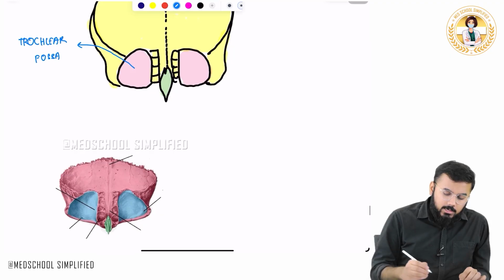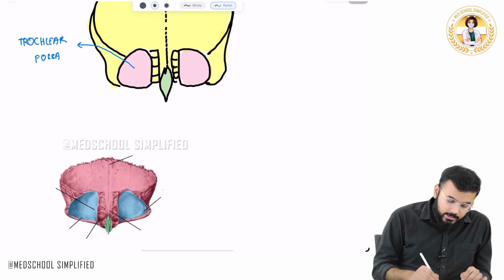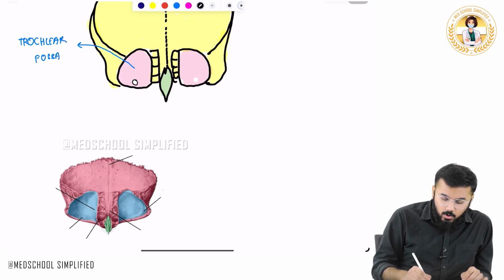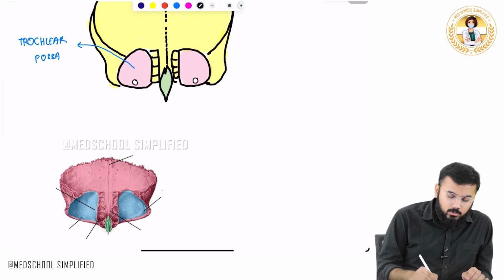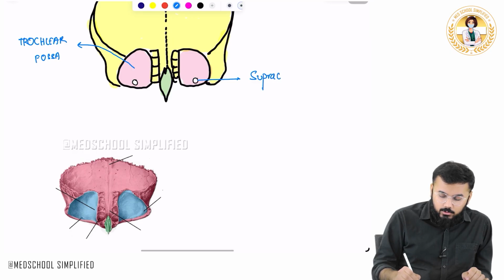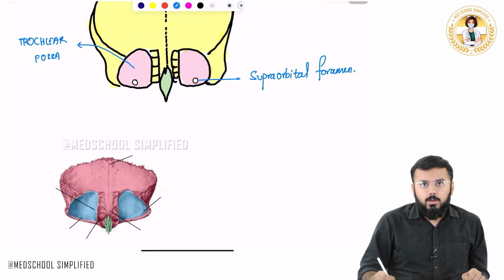And obviously, not to forget, in the center here you have an aperture. You see an opening, a white colored opening which I am drawing here. This particular opening is called a foramen, and this foramen is called the supraorbital foramen.